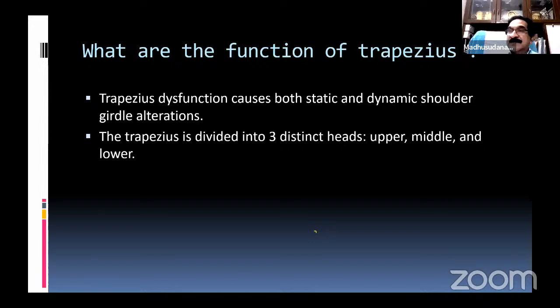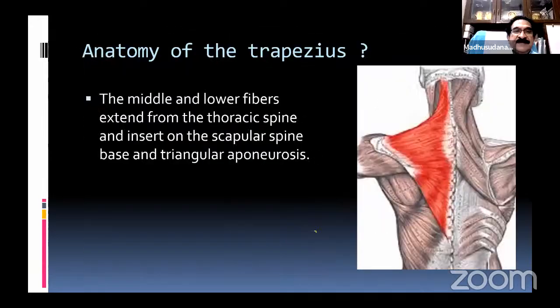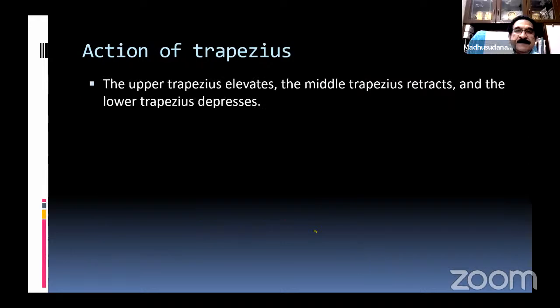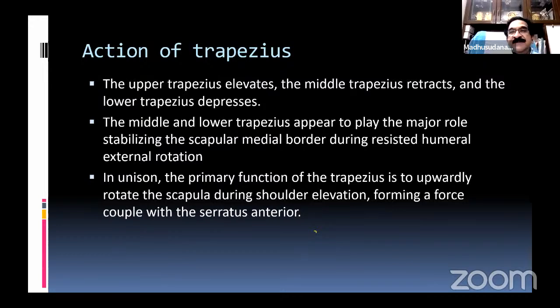So I'll show one more finding. We'll skip all this theory part of it. This is called the sign which I'll show. This is the thing which I already told you. The upper fibers elevate, middle fibers retract, and the lower fibers depress. The middle and lower fibers appear to play a major role in stabilizing the medial scapular body during resisted humeral rotation.